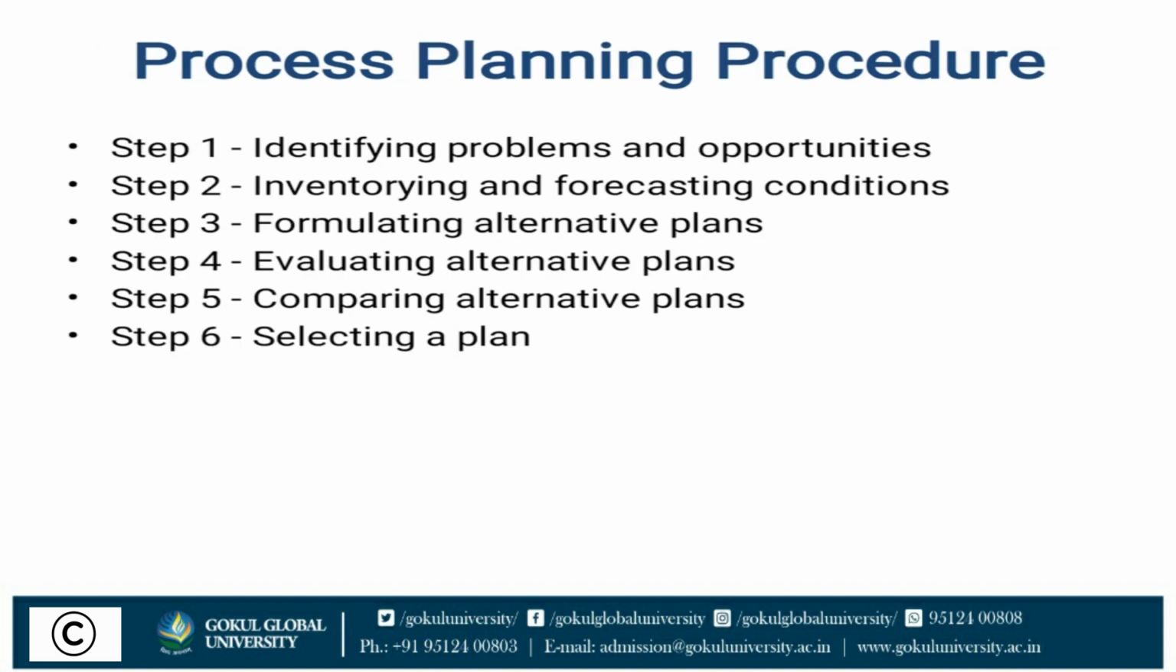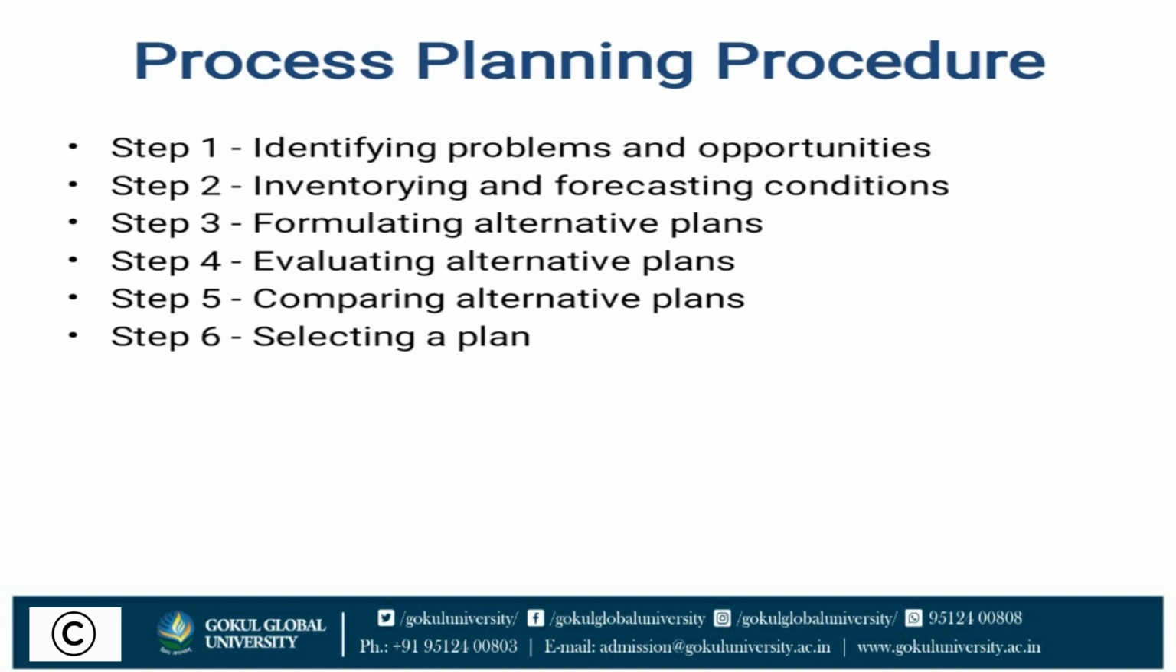Now we are going to learn the process planning procedure. There are a total of 6 steps for the process planning procedure. The first step is identifying the problems and opportunities. This we learned in semester 1. So what is identifying the problems and opportunities? That means first, for the planning procedure, we have to identify our problems and our opportunities, for which purpose we are going to produce the product.